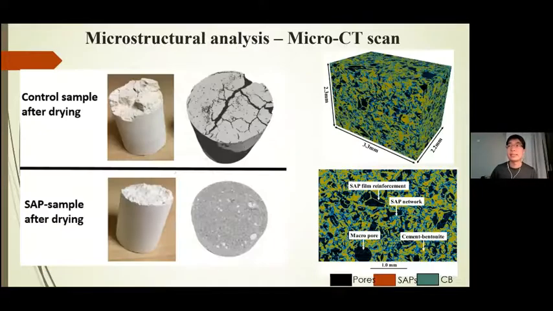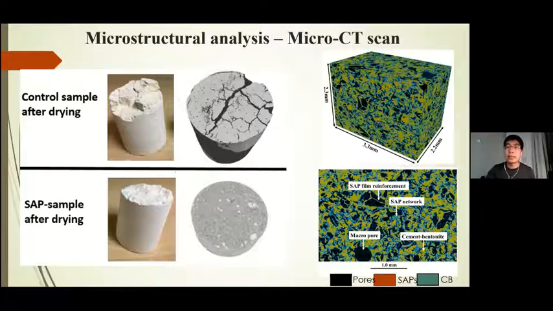We also did the micro CT scan of these 2 samples. It's obvious that the control sample after drying has so many cracks, the sample is almost crumbling, and the SAP containing sample is completely intact.